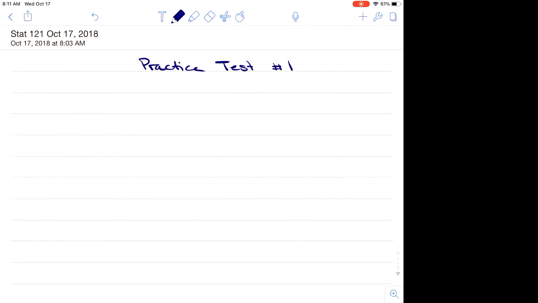The probabilities all have to be between 0 and 1. That's on your formula sheet. All probabilities have to be between 0 and 1. And the total probabilities, the sum of the probabilities of S, the sample space, has to equal 1. Okay.